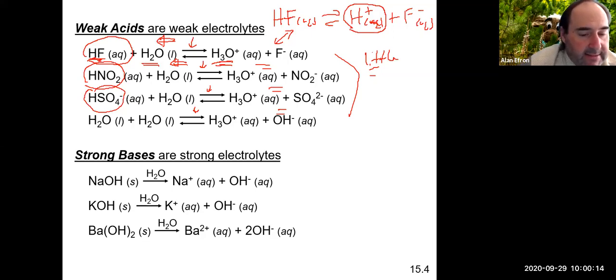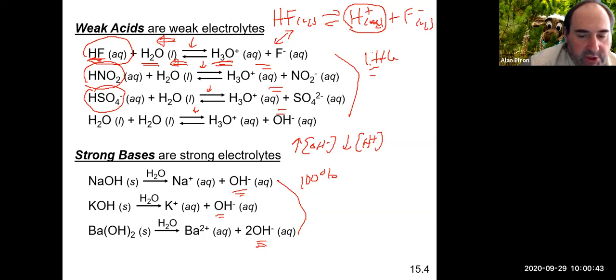Now, in terms of bases, strong bases work pretty much like strong acids. We have things like sodium hydroxide, potassium hydroxide, barium hydroxide, and they are 100% going to break apart into ions, producing a lot of OH minus really quickly. Obviously, as the OH minus concentration goes up, the H plus concentration will go down, and the pH will go up in that particular case.